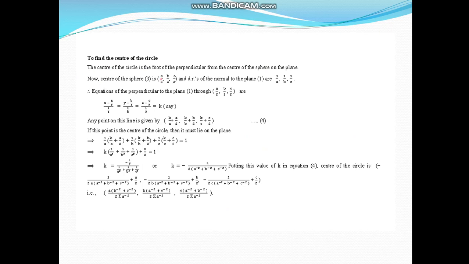Now to find the center of the circle. The center of the circle is the foot of the perpendicular from the center of the sphere on the plane. Now the center of the sphere is this. We can find the direction ratio of the normal. We can again find the equation of the perpendicular to the plane passing through these 3 points. Any point on this line is given by this. But this point is the center of the circle, so it must lie on the plane. So we can find the value of k. It is our value of k. Now putting this value of k in equation 4, we can find the center of the circle.